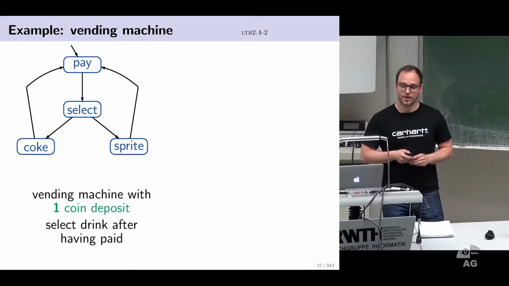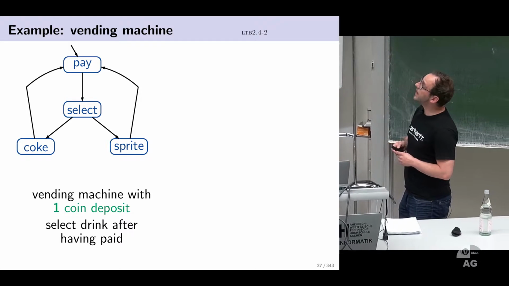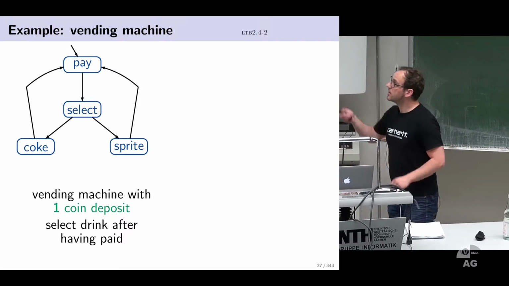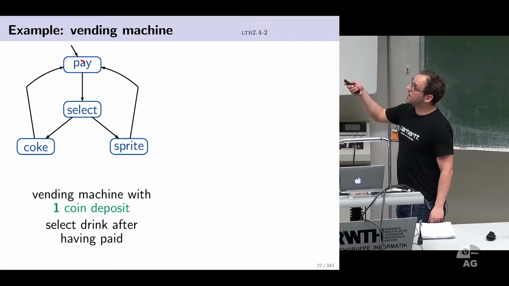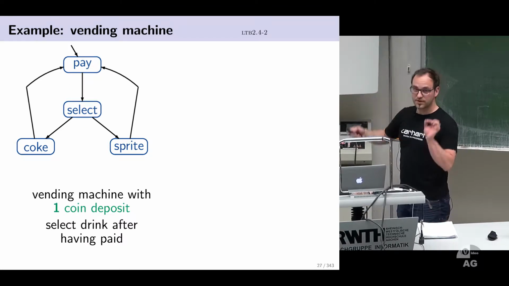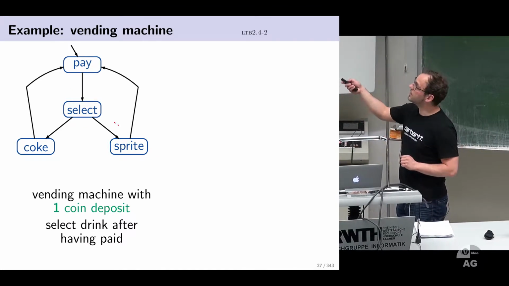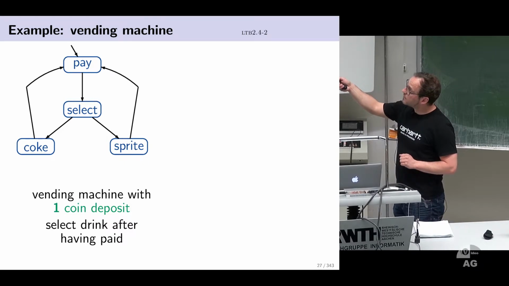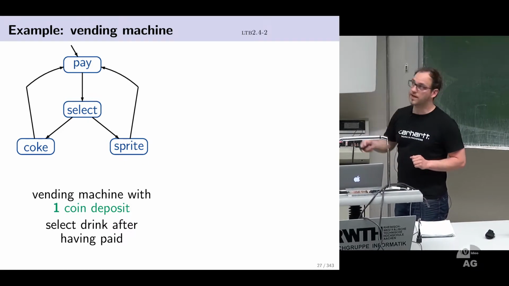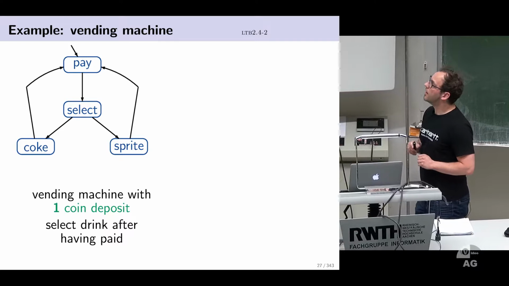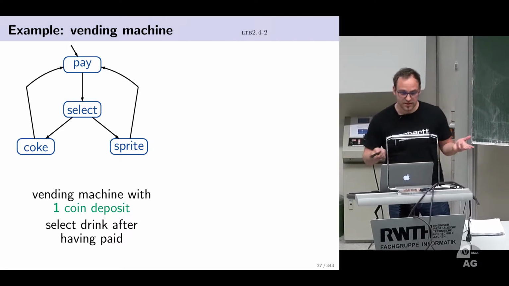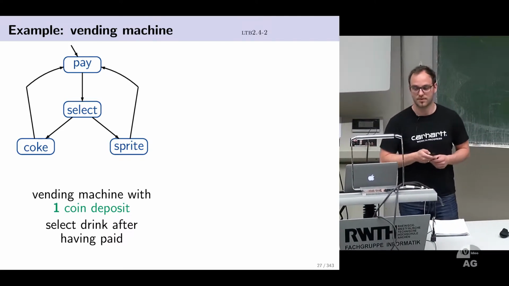So let's look at our beverage vending machine again. This is a machine where initially you can pay some money. So there's a coin deposit where you can put in a coin. And after you have put in the money, you can select either Coke or Sprite, and then you get the drink, and then you can repeat that.